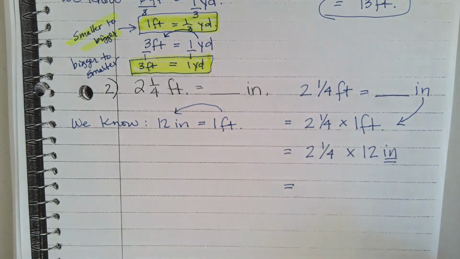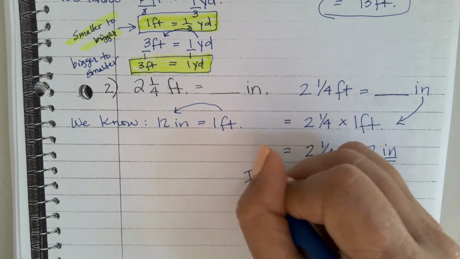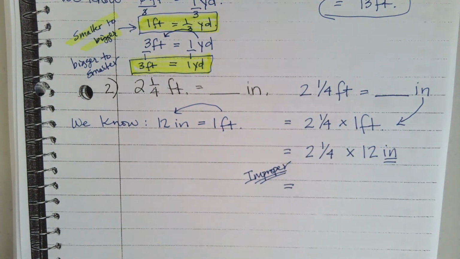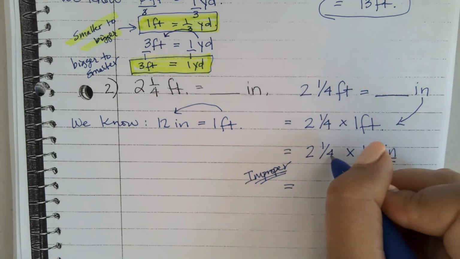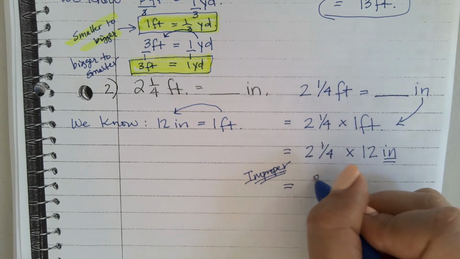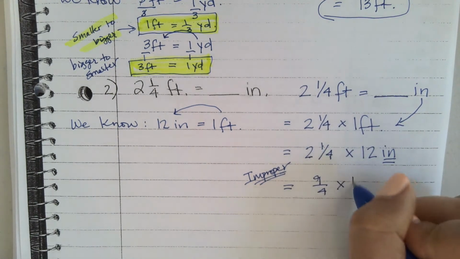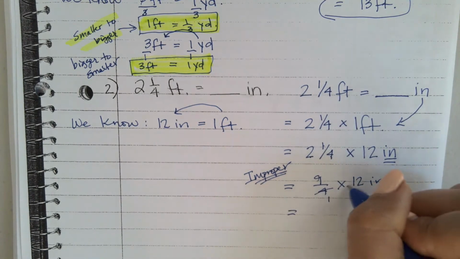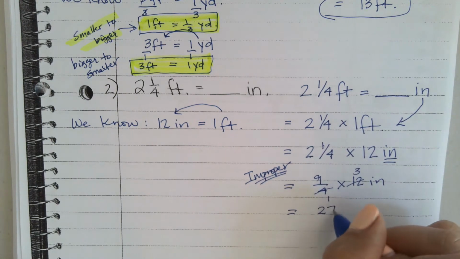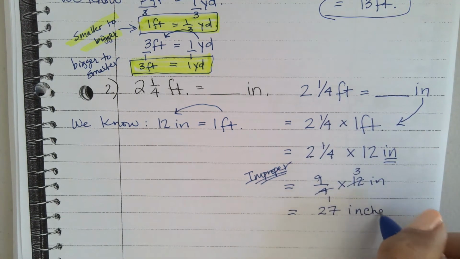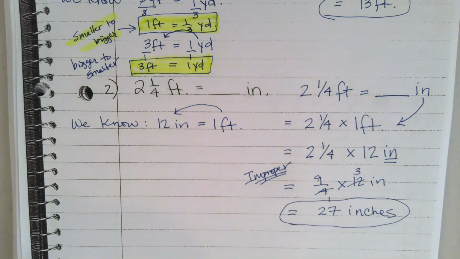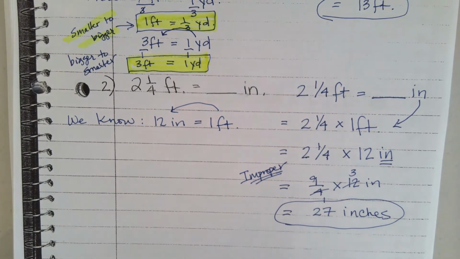But before we can multiply, we have to change this to an improper fraction, right? Because you can't multiply that mixed number the way it is. 4 times 2 is 8. 8 plus 1 is 9. 9/4 times 12 inches gives us, I'm going to do a little cross canceling, 27 inches. It's actually a little bit easier than doing what we did before, right?